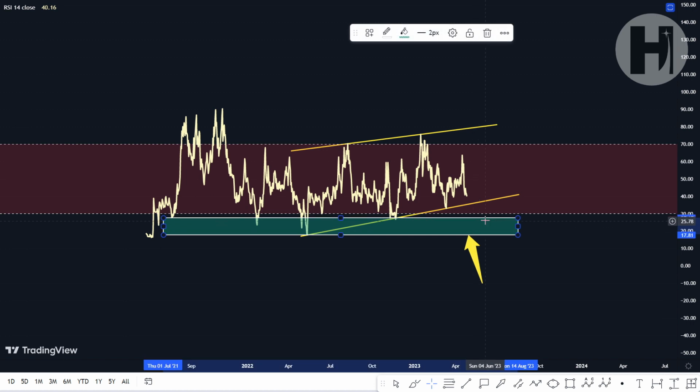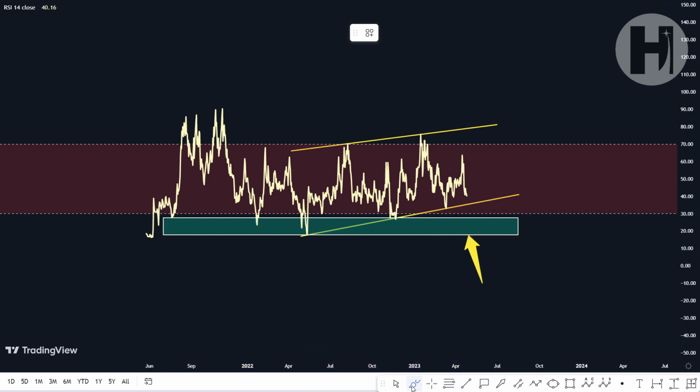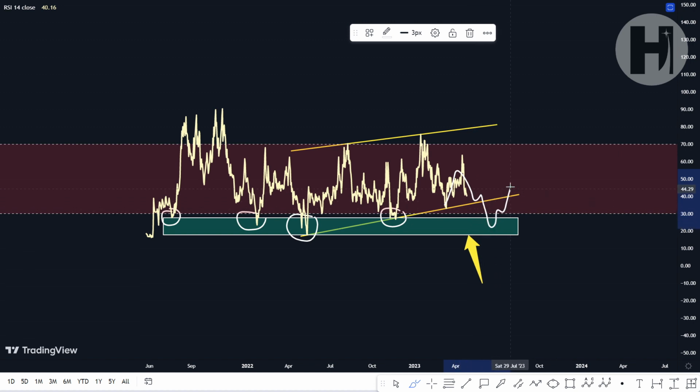Now you do have the support block here that's sitting between 27.67 down to 17.81, and that is going to be a nice support block for you to target. We did see a nice bounce here in December. We also saw a nice bounce in May last year, a nice bounce in June, or sorry, that was January 2022 and July 2021. So every single time you have a move down to the support block, you tend to have an impulsive move to the upside afterwards.